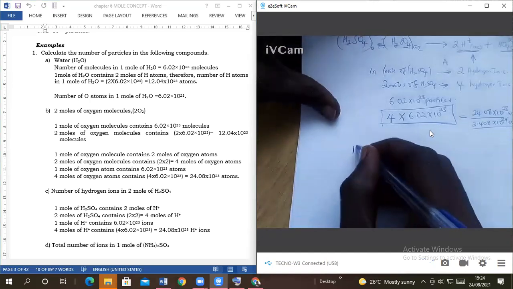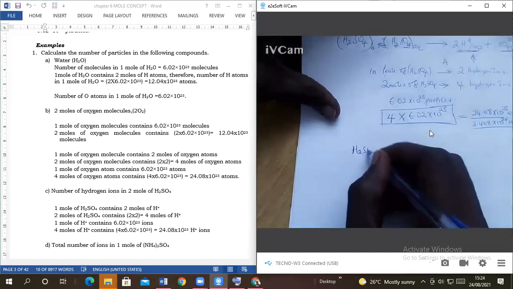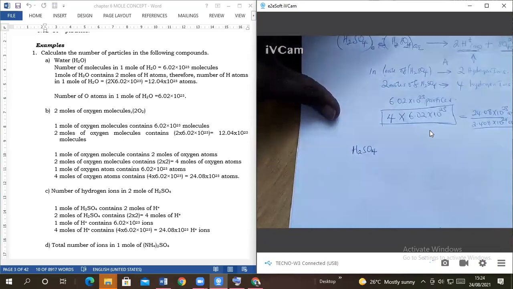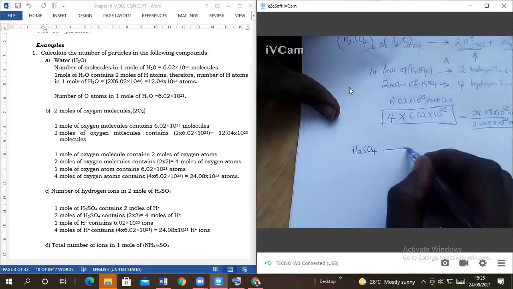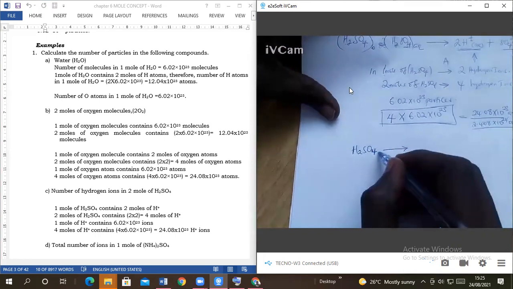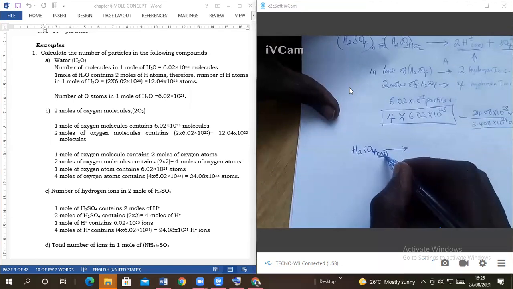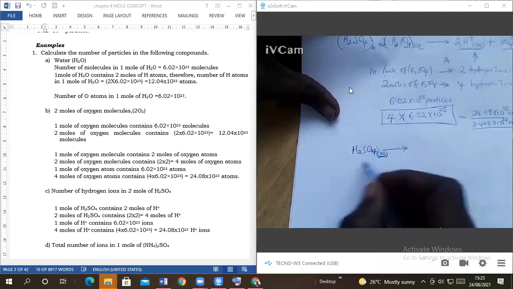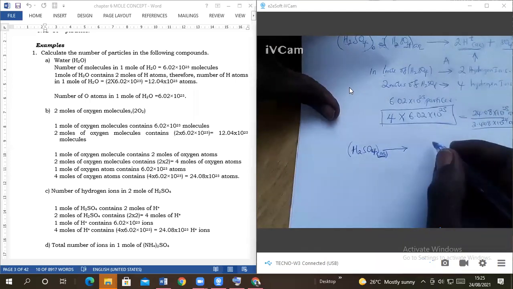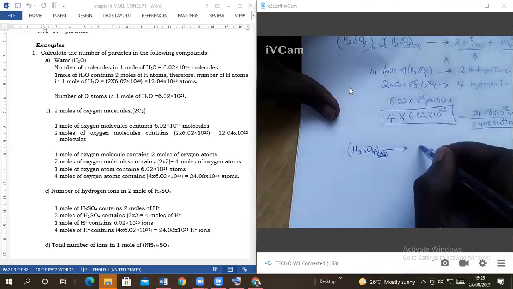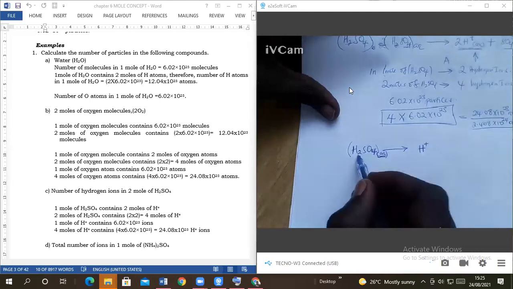We said sulfuric acid is H2SO4, isn't it? Now, if sulfuric acid dissolves in water, it becomes aqueous. If it goes into water, it will not be sulfuric acid. It will be in terms of ions. We shall have hydrogen ions. Since hydrogen has power one, here we see 2 hydrogen ions.